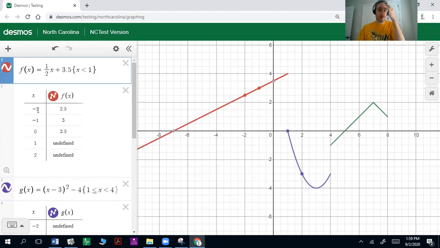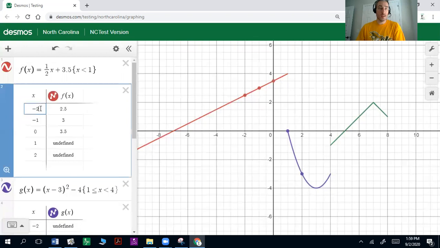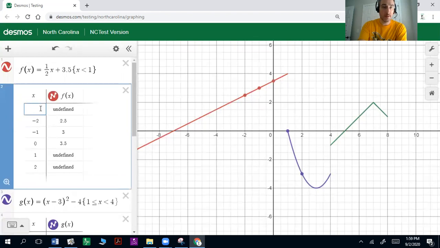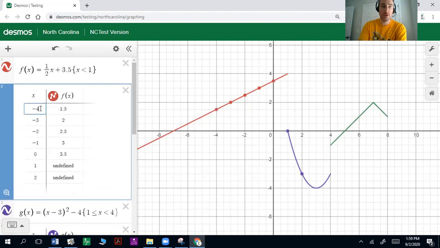You can edit a table. So if I want to know what is f of -3, I could go up to x, press enter, type in -3, go up to x, press enter, type in -4. You can go as far to the left as you want on that.